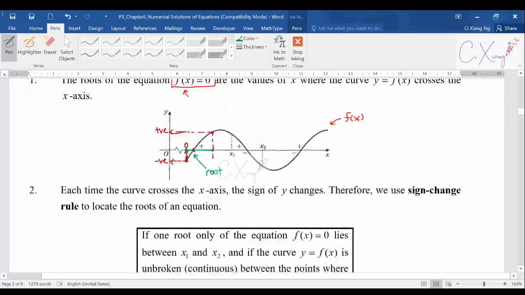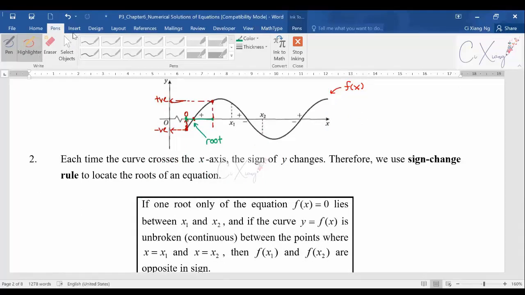So you will see here the explanation is, each time the curve crosses the x-axis, the sign of y changes. Therefore, we use the sign change rule to locate the roots of an equation. So this is the second method. In the previous video, we located it by using the graph. This one uses the sign change rule.